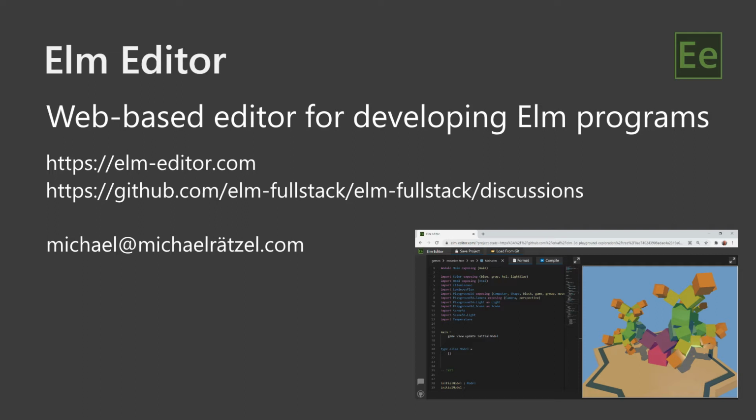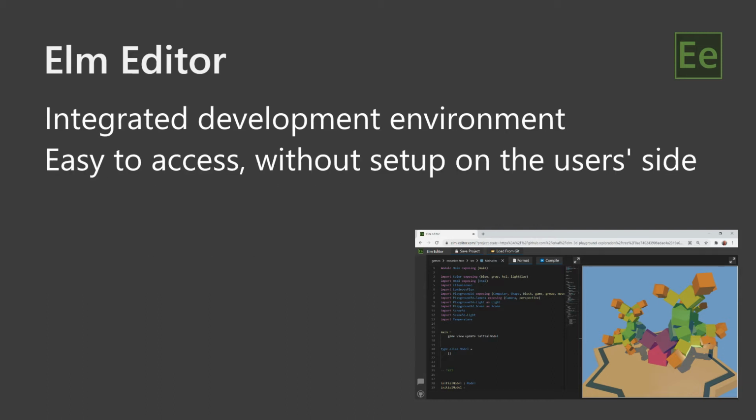Ideally, we can start experimenting and trying things out immediately. And this is what Elm Editor enables. It packages and integrates development tools with an interface that is easy to access without setup. So this is the primary goal of this project, making it easy to access an integrated development environment. So much for the why. Now let's look at how we do this.